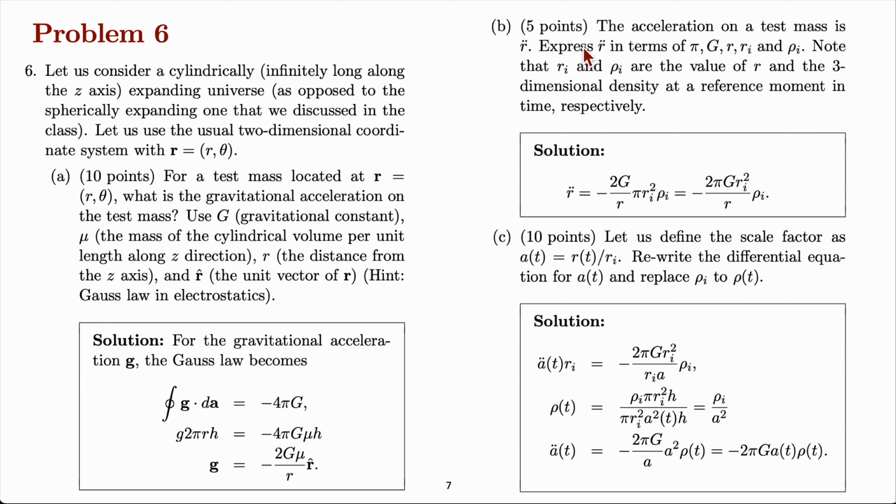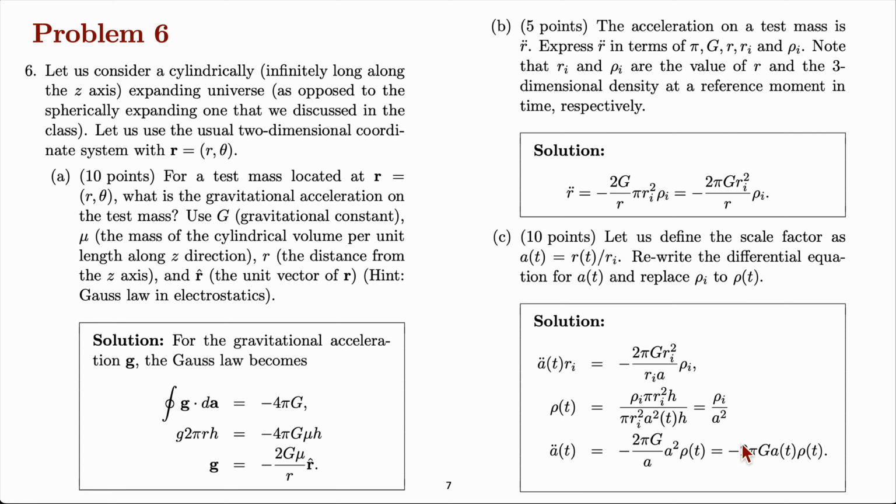B, 5 points: you're supposed to calculate r double dot in terms of these parameters, and that's easy, so you can plug all that in. You'll get minus 2 pi G r_i squared normalized by r times rho_i. Number C: let us define the scale factor as this, and you are supposed to rewrite the differential equation for a, replacing rho_i with rho. So you do this, and rho(t) is basically rho_i divided by a squared.